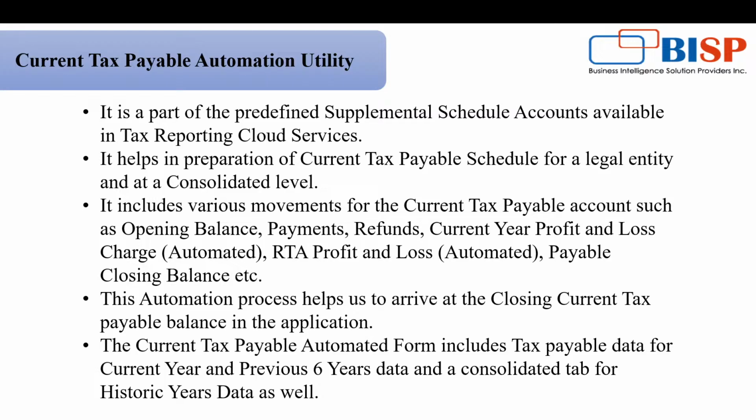Then we have the historic data: the automation includes the current year plus the previous 6 years of data within the consolidation historic tab. So you can think of the current tax payable automation as a full ledger of tax activity. It starts with the opening balance, adjusts for payments and refunds, applies the P&L charges automatically, and finally gives us the closing payable balance. The advantage is that this happens not just for 1 year but also tracks up to 6 past years, so we always have a clear tax trail.